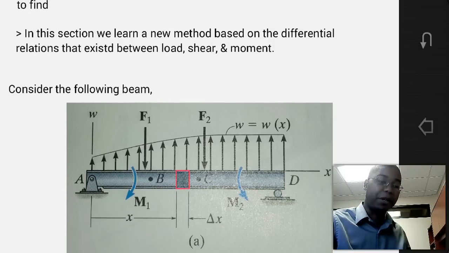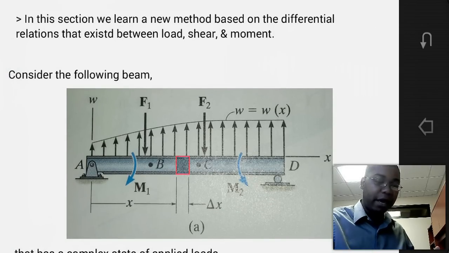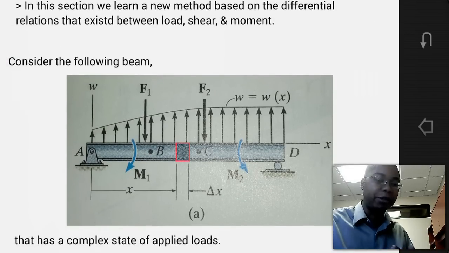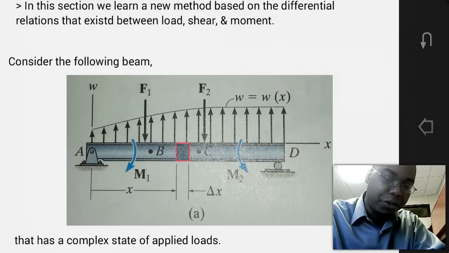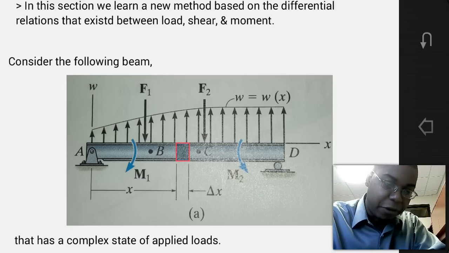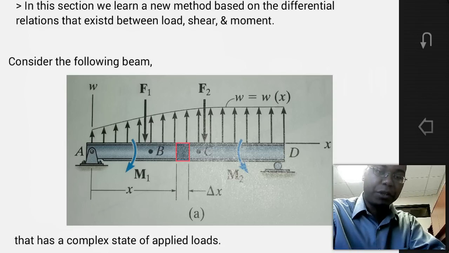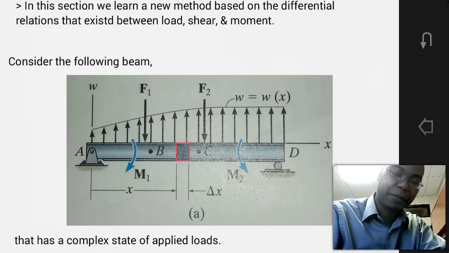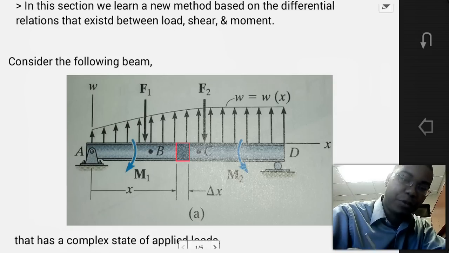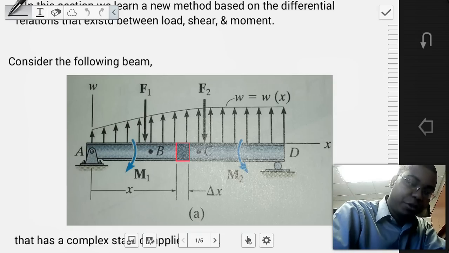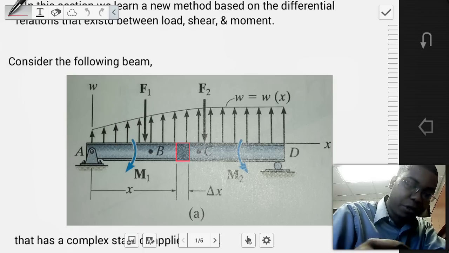So let's consider a beam that has a complex state of applied load. Let's look at this beam here. We've got a distributed load applied to it, we've got concentrated forces, and we have coupled moments applied to it. It's clear that if we wanted to use the method of sections, we would have to do quite a few sections in order to craft our shear diagram.